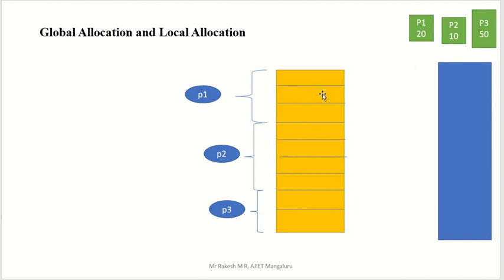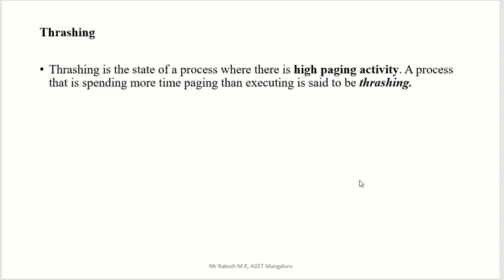See, global means if there is any free space anywhere, P1 can store its pages there. Anywhere. That is called global. Local means we can store only in that particular space. We can't go to any other frame. Even if it is free, we can't go for that particular space.